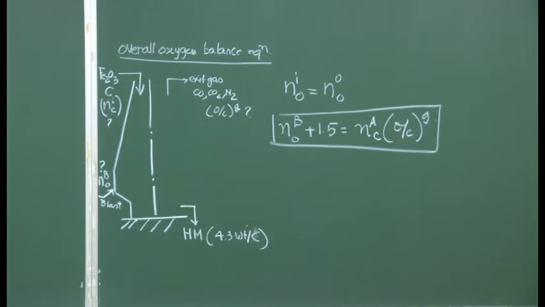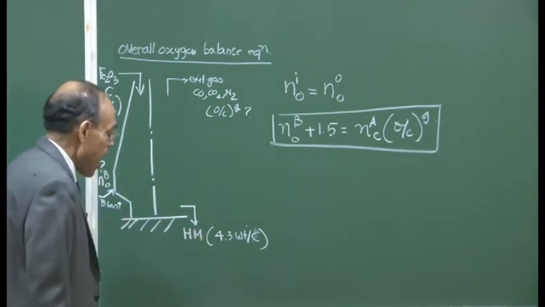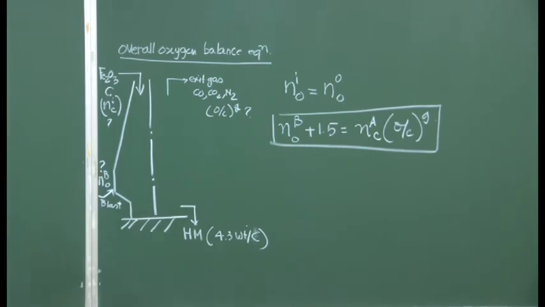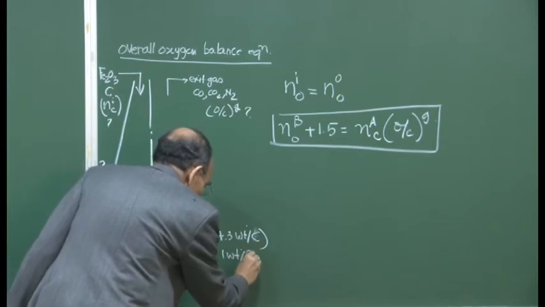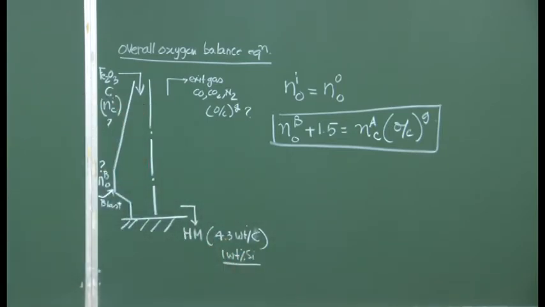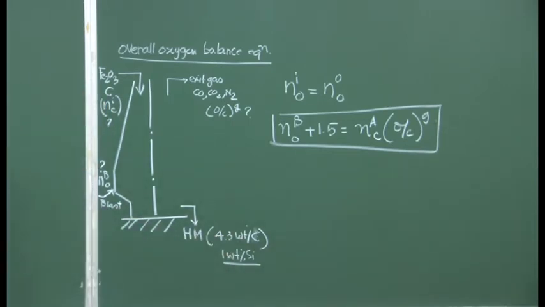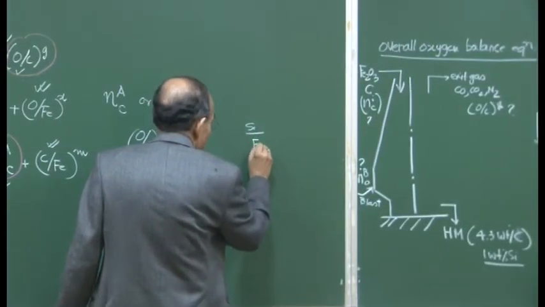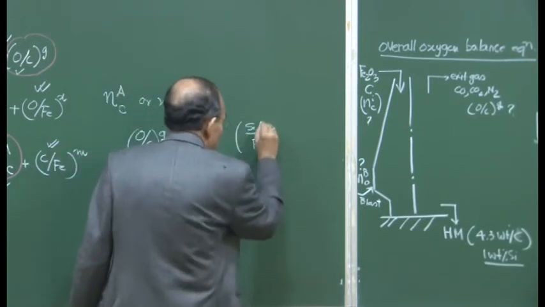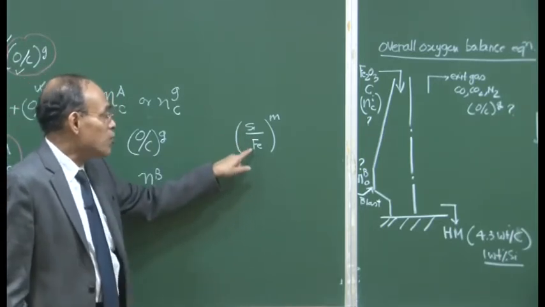Now, for example, if I just add one single parameter, I say that look, I have, in addition to 4.3% carbon, some silicon in the hot metal also, 1 weight percent silicon. So just like the way I have determined C by Fe, I can calculate Si by Fe, the molar ratio of silicon to Fe in the metal phase.